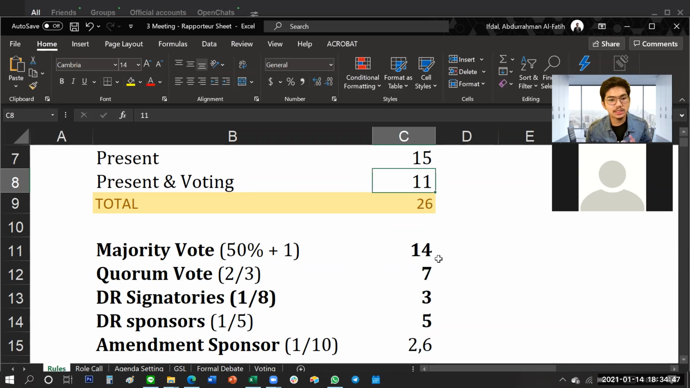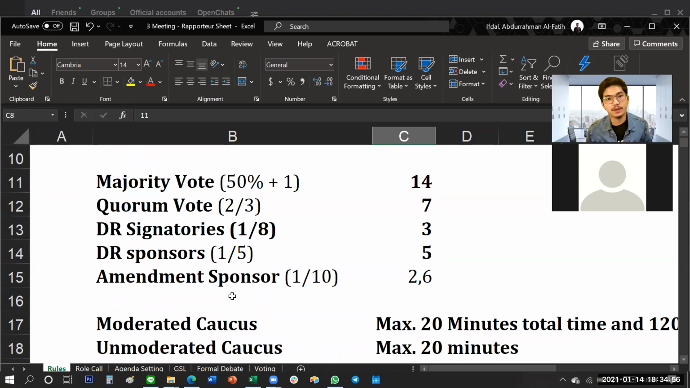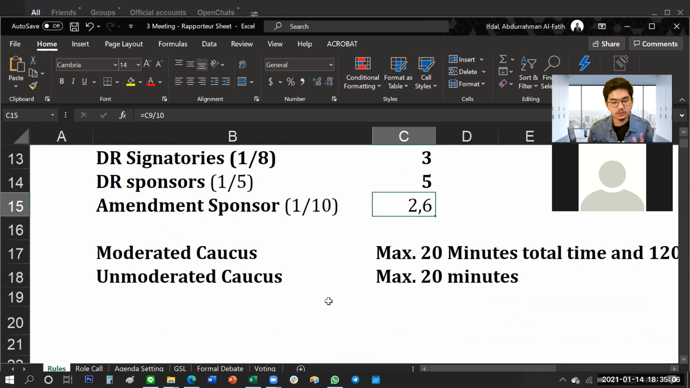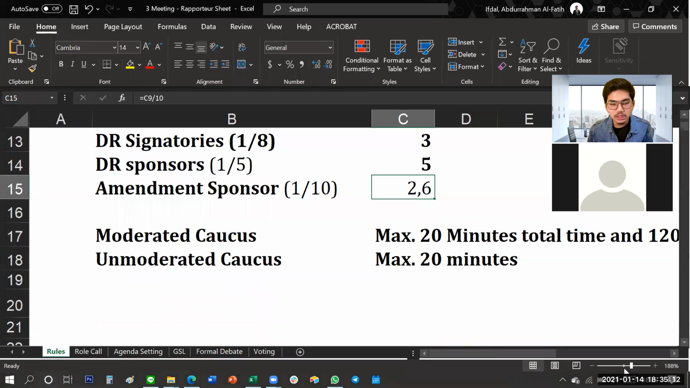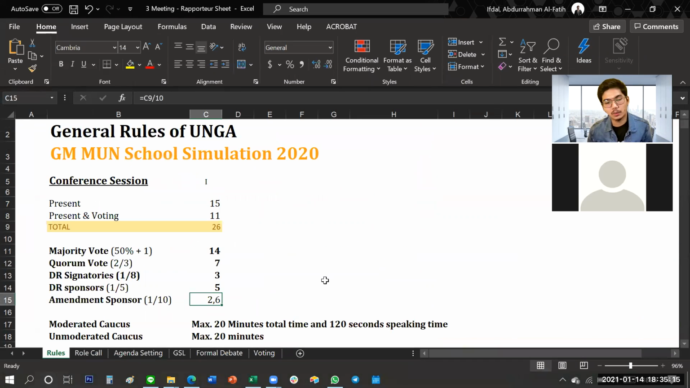The draft resolution signatories will be 1/8 of the total delegates, which will be 3. The sponsor can be 5, and the amendment sponsor will be 1/10 of the whole delegates, which is 2.6, or perhaps 3. We will make it 3 because we cannot have 2.6 people. So this is the general calculation of how MUN will go.